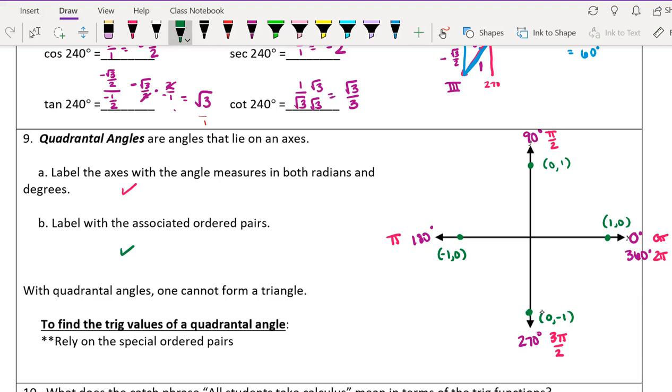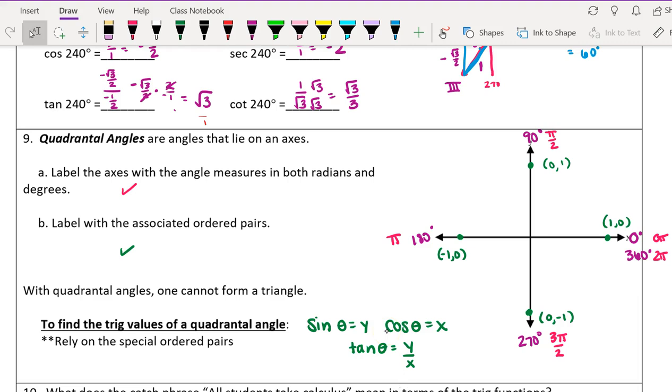Okay? Now, with the quadrantal angles, one can't form a triangle. So we can't use a 30, 60, 90 or a 45, 45, 90. So to find the trig values, we have to rely on special ordered pairs and the fact that sine theta is equal to y, cosine theta is equal to x, and tangent of theta is equal to y over x. Okay, so if I were to find the sine, cosine, and tangent of each of those values, we would use our y and our x.